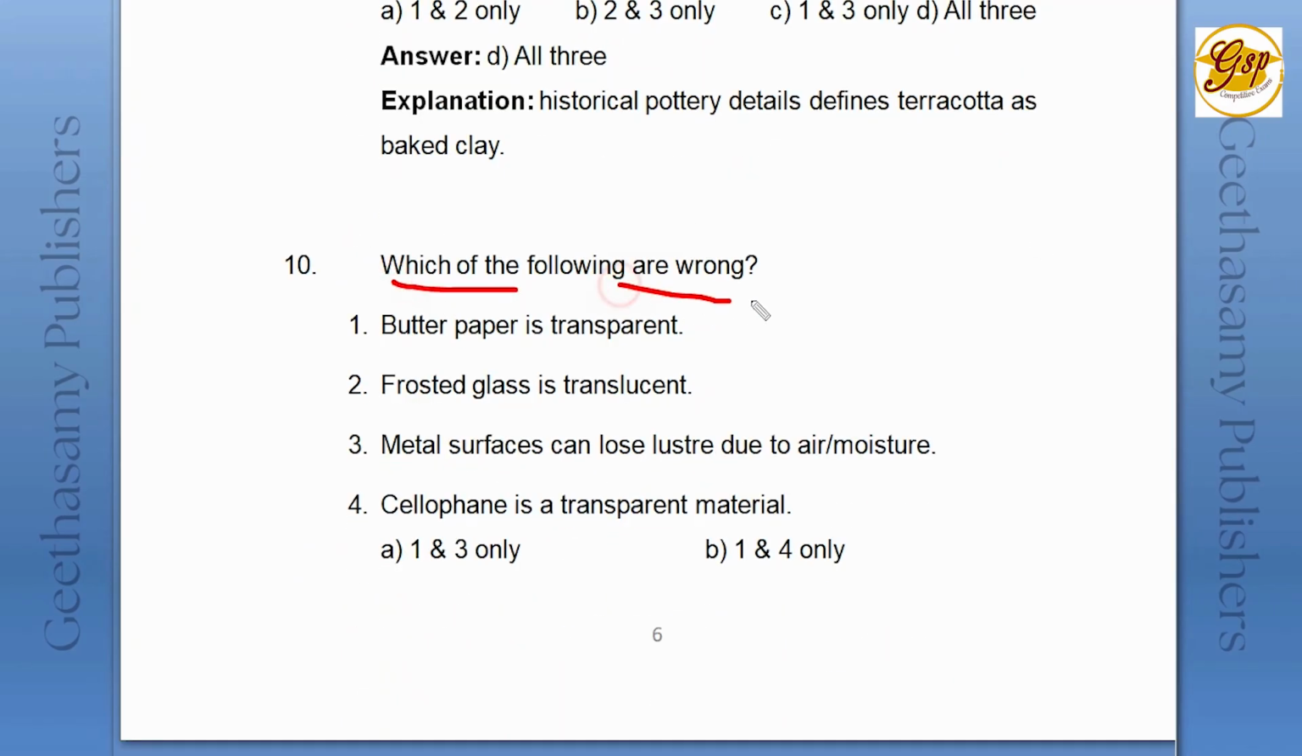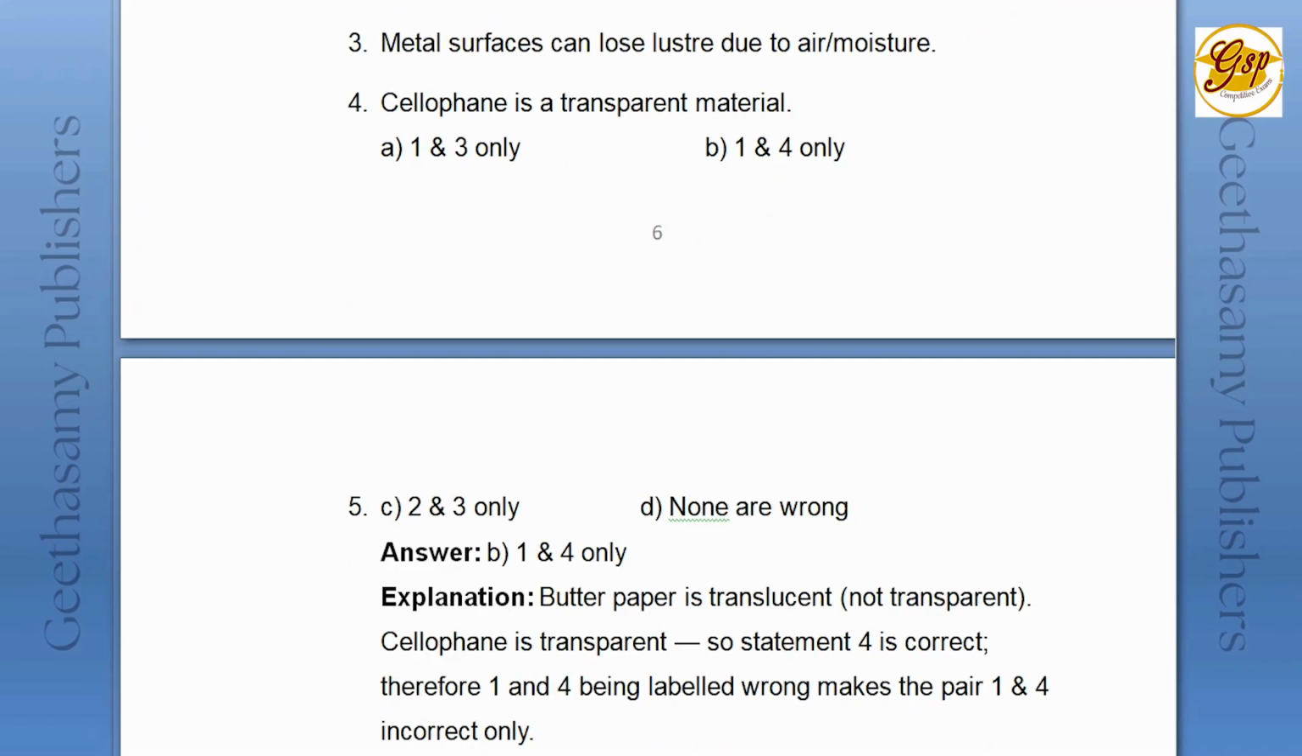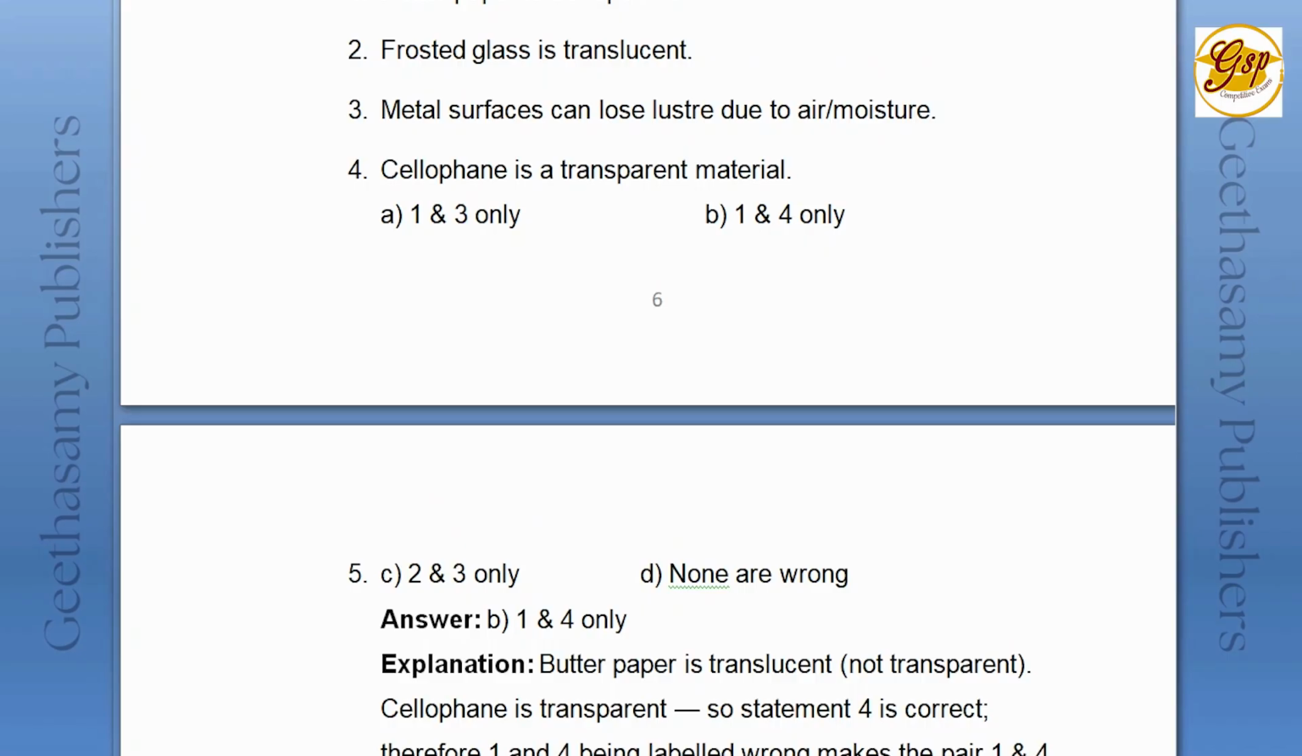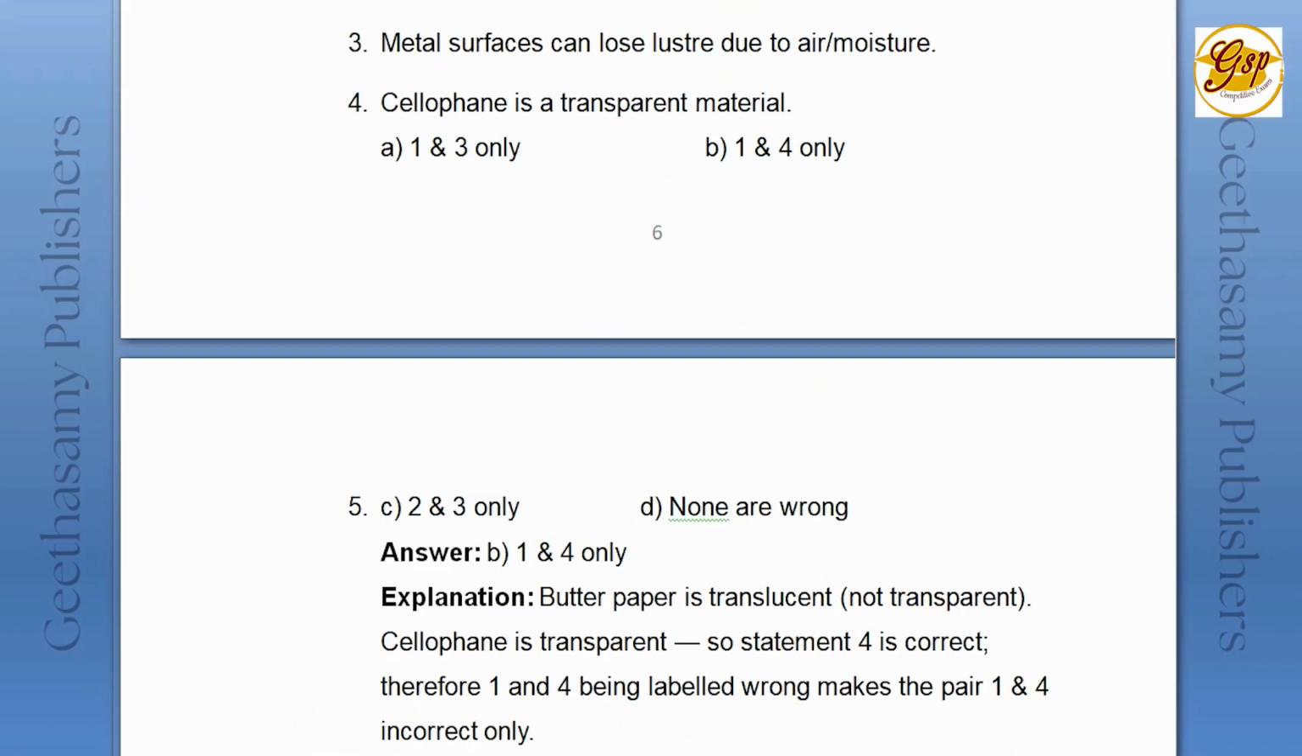Which of the following are wrong? 1. Butter paper is transparent. 2. Frosted glass is translucent. 3. Metal surface can lose luster due to air and moisture. 4. Cell phone is transparent. Options: 1 and 2, 1 and 4, 2 and 3, none are wrong. So the correct answer is 1 and 4.